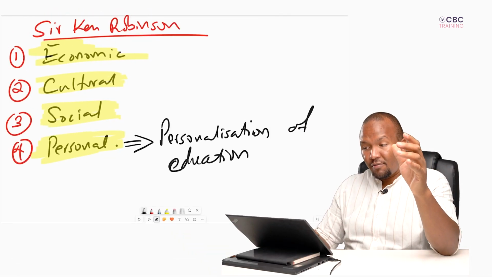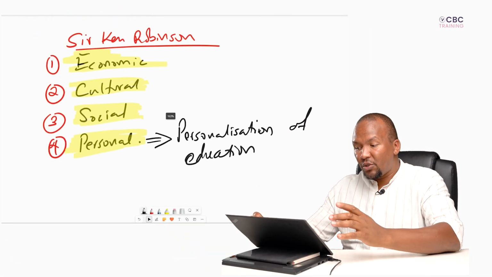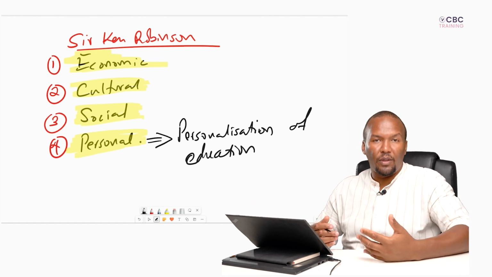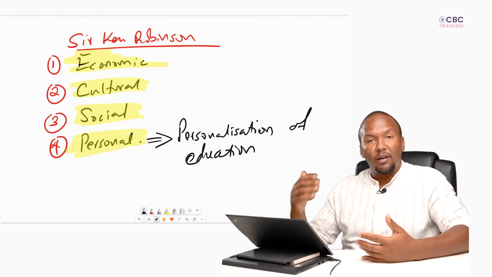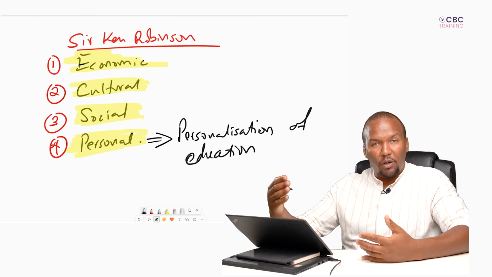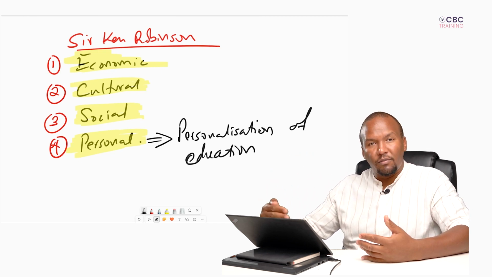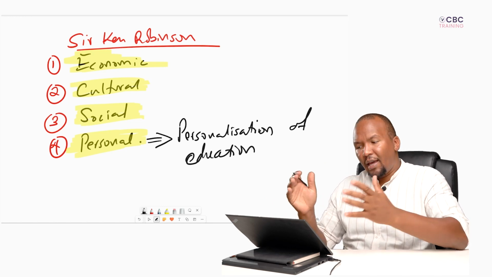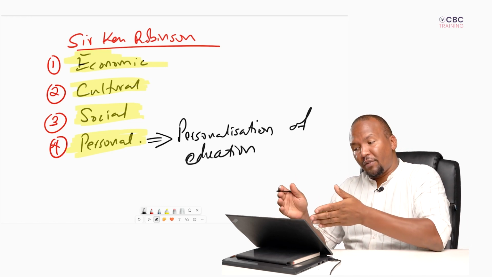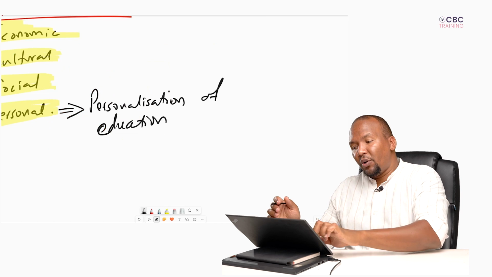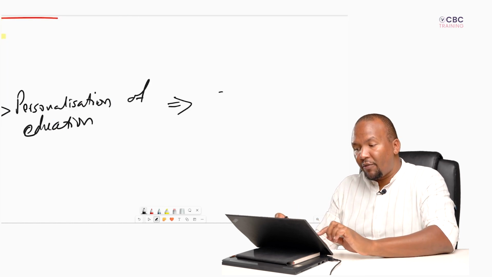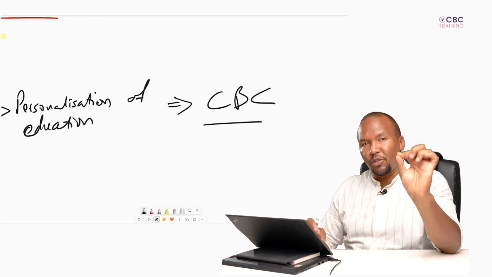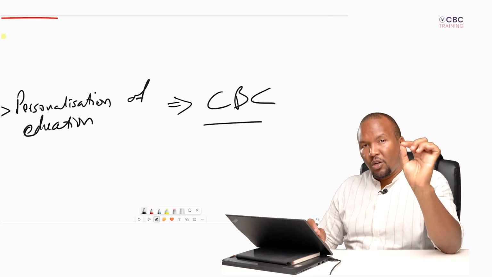So with these 4 purposes of education, that's the reason you as a teacher, you're there. That's the reason you do what you do, to help these people to be economically viable, cultural, social, and personal. That's the purpose of education. And if we pick up from this point of the personal angle, it can lead us now to the system of education we're implementing, which is CBC, which we've said is about personalization of education. So I now want to go next into the processes of education.